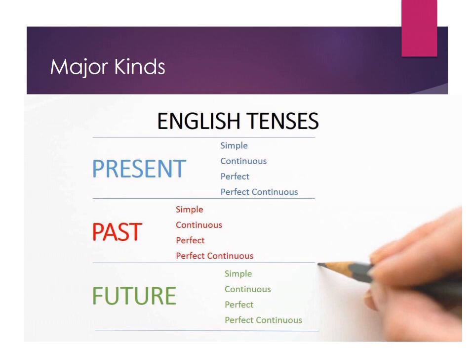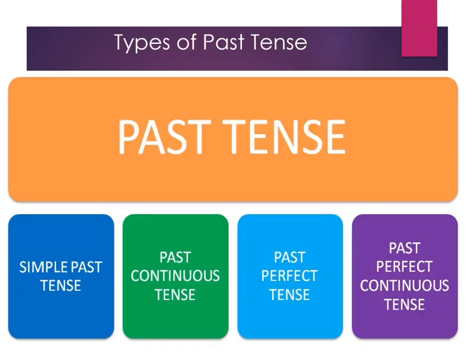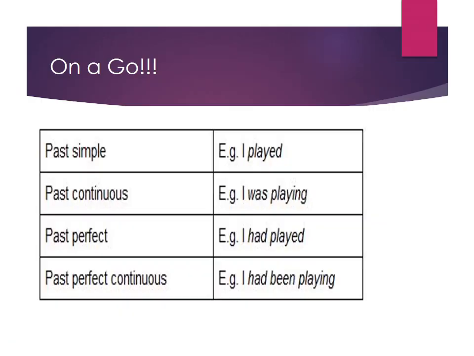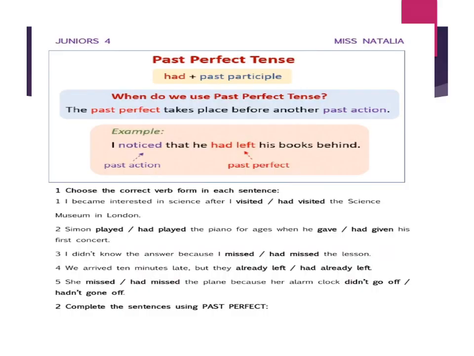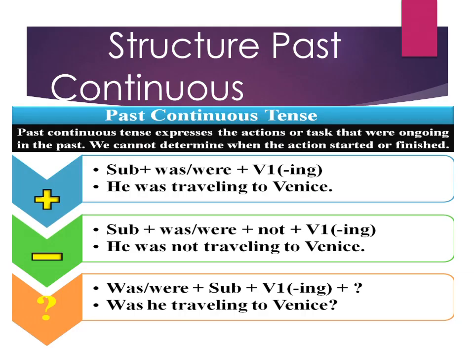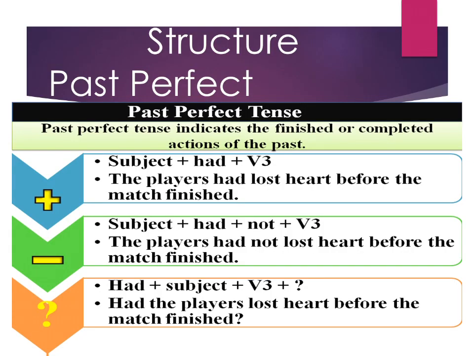So you see, present and future we are not discussing, we are focusing on past. And for every one of the three major kinds we have four specific types of tenses. For present, we have the simple, continuous, perfect and perfect continuous. Similarly for past, and similarly for future. And this is just a refresher for past perfect. This is our past. This is the past perfect category.